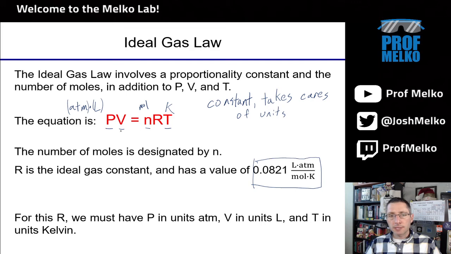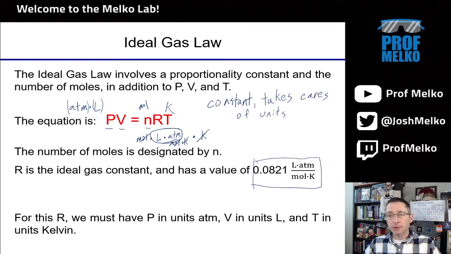Okay, so we'll see when we multiply atmospheres times liters on the left, we get R, which has units of atmospheres times liters over moles times Kelvin, and we're multiplying it by n, which has moles, and temperature, which is Kelvin. So the units on the right will also work out to be liters times atmospheres.